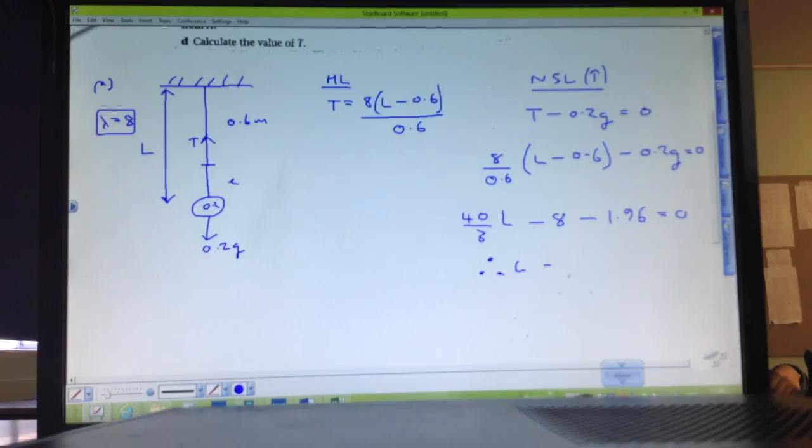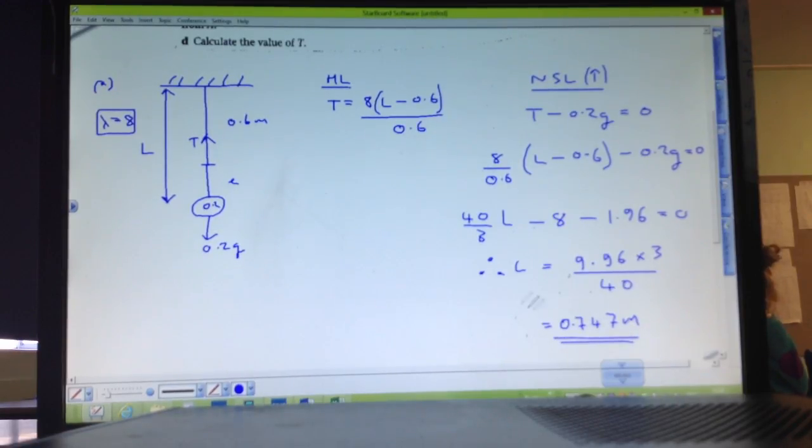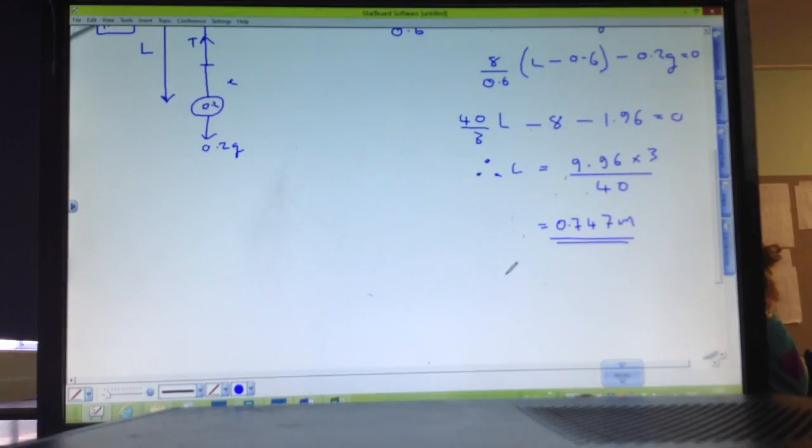Therefore, L is equal to, add those two together and throw it over, makes 9.96 multiplied by 3, divided by 40. Has anyone got that answer? 0.747 metres. Right, so that's the answer they want, but later on I probably will want, and I'll put it in brackets, the extension, which is, take 0.6 from there, 0.147 metres, just in case I need it for later on.